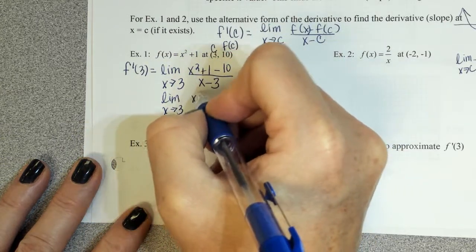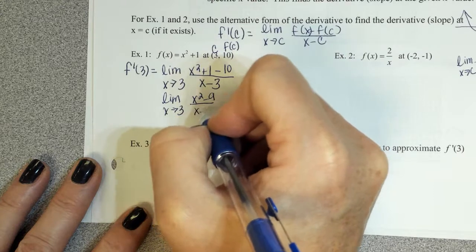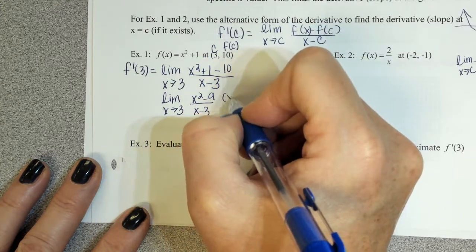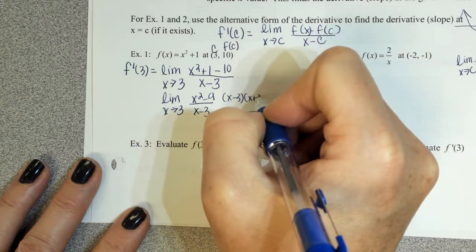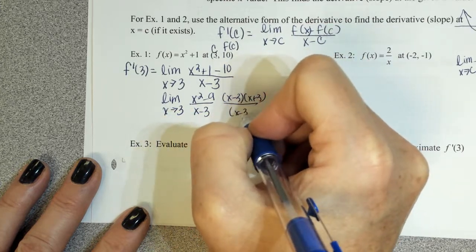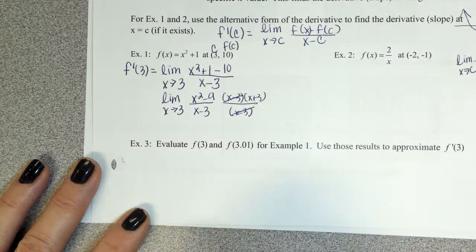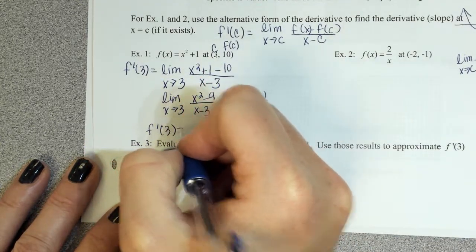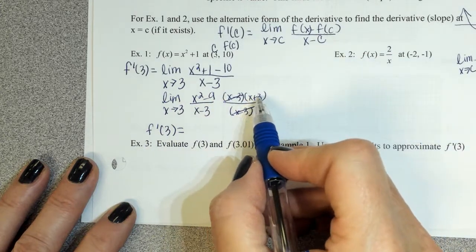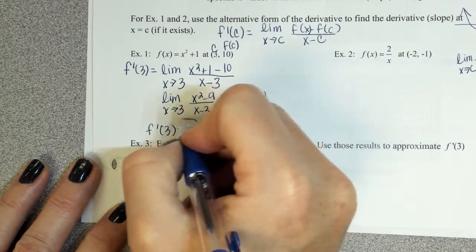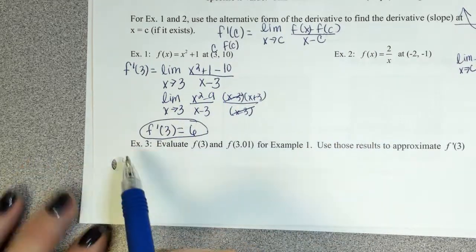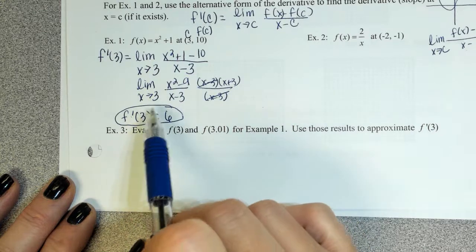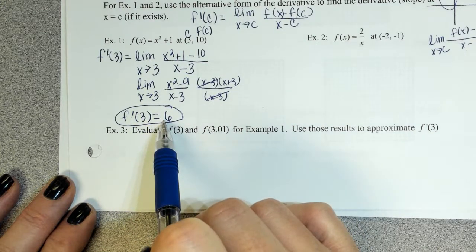So I'm going to get x squared minus 9 over x minus 3. This is going to factor down, though, into x minus 3, x plus 3. So now these would cancel out. So now I can plug in, f prime of 3 is going to equal 3 plus 3, which is 6. So that's going to tell me the slope for this function, there's the slope at 3.